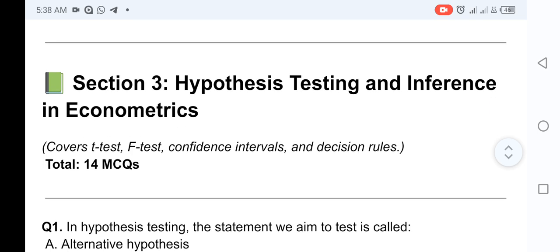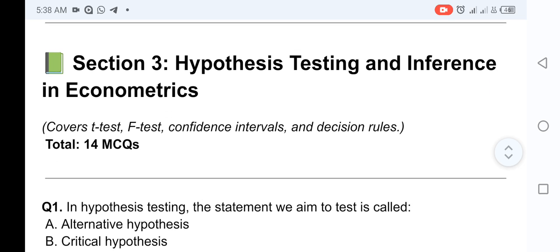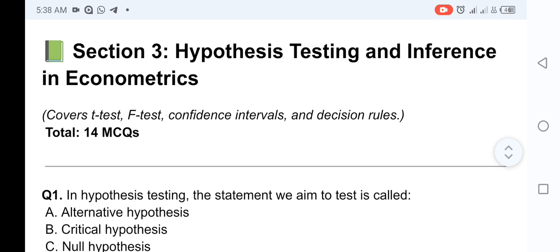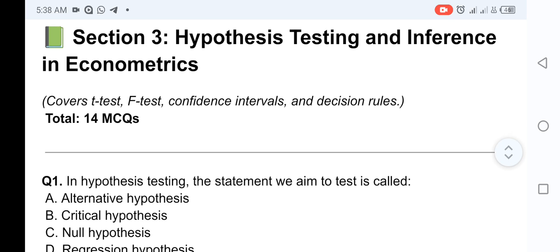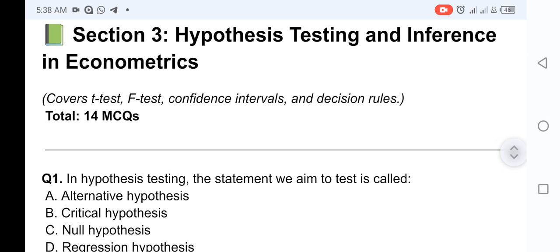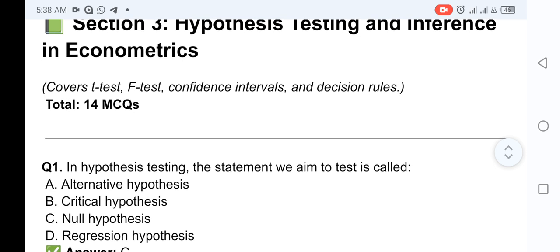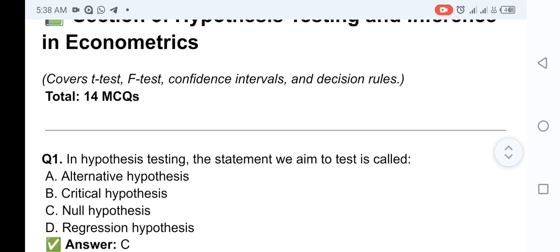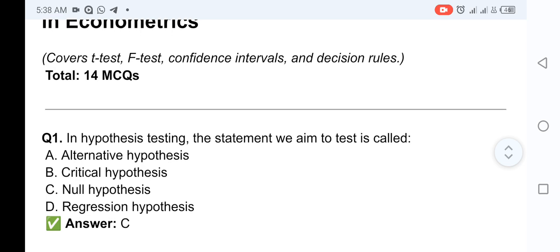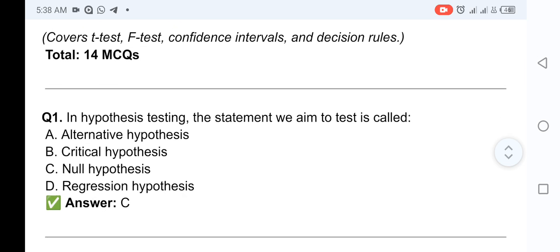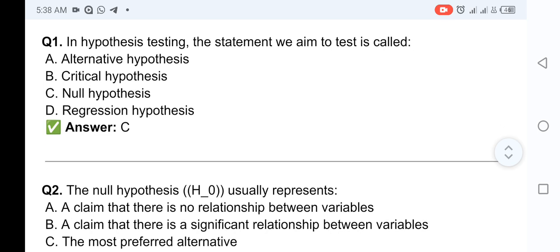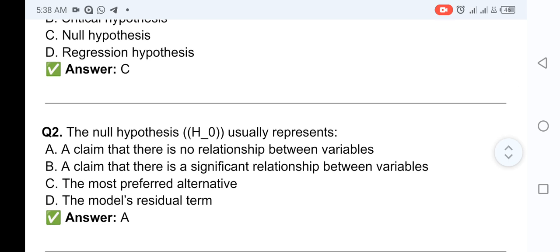Green Book Section 3: Hypothesis Testing and Inference in Econometrics. Covers t-test, F-test, confidence intervals, and decision rules. Total, 14 MCQs. Q1. In hypothesis testing, the statement we aim to test is called: A. alternative hypothesis, B. critical hypothesis, C. null hypothesis, D. regression hypothesis. Answer, C.